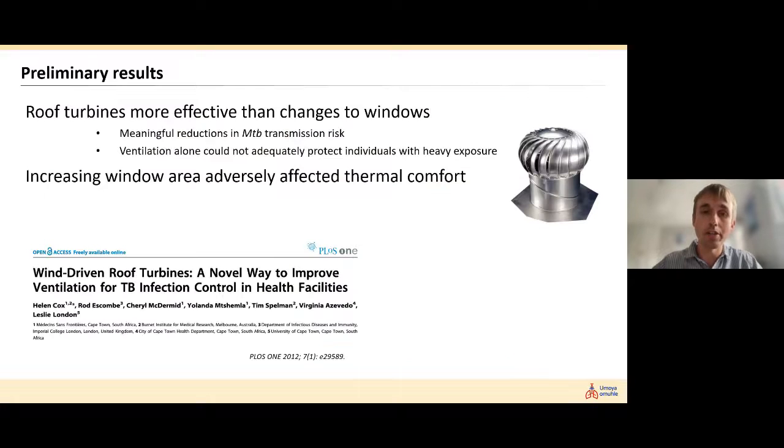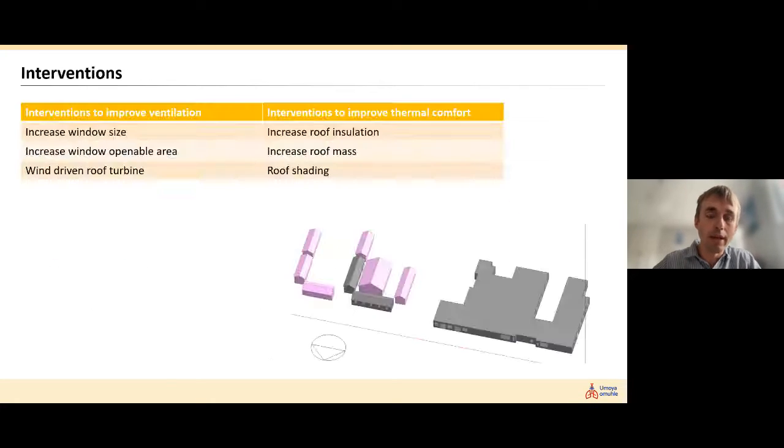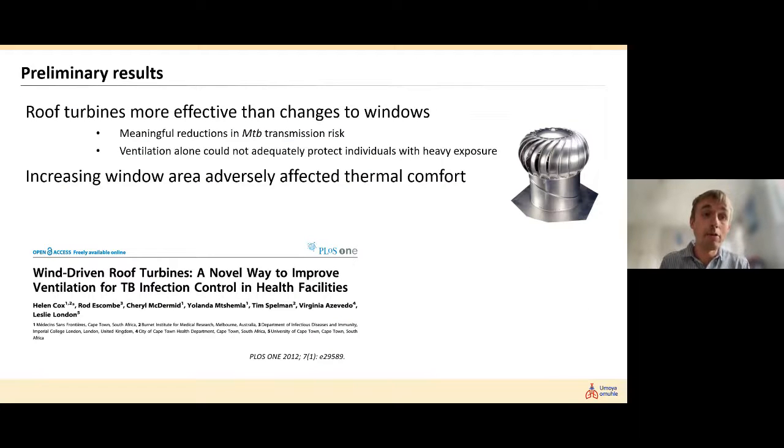We also modelled a set of interventions to improve thermal comfort. This included adding a layer of insulation in the roof, increasing the roof mass by placing soil on top of the building structure, and fitting roof shades during summer months. Here are some preliminary results.